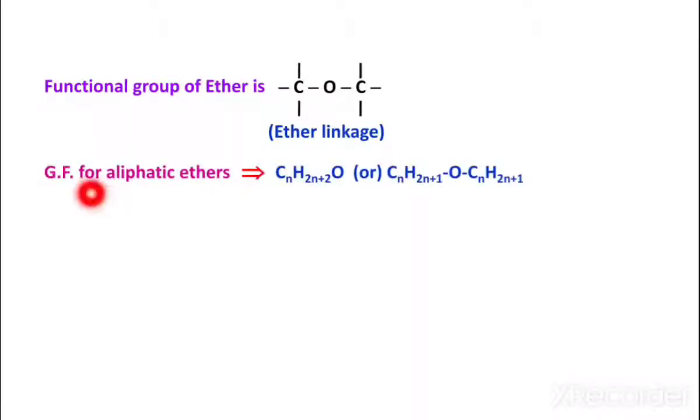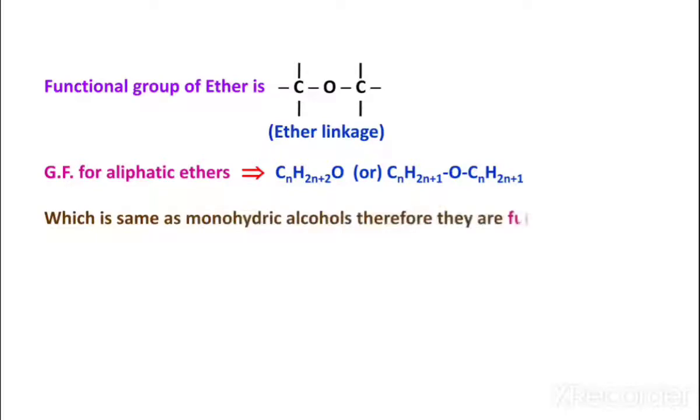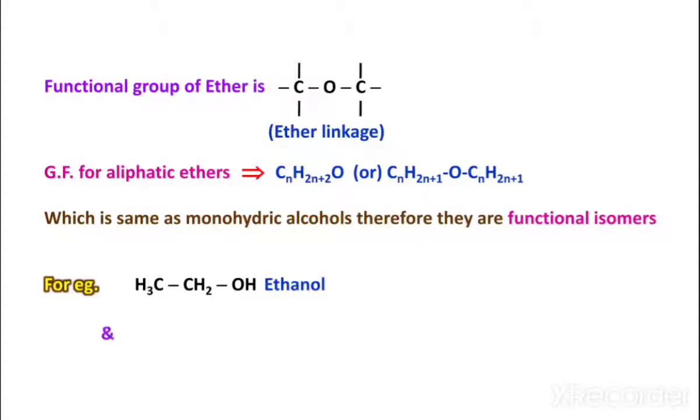Now the general formula for aliphatic ether is CnH2n+2O, which is the same as for the monohydric alcohol. Therefore they are functional isomers. For example, CH3CH2OH, that means ethanol, and dimethyl ether. The ethanol and the dimethyl ether are functional isomers. That means here the functional group is alcohol and here the functional group is ether.